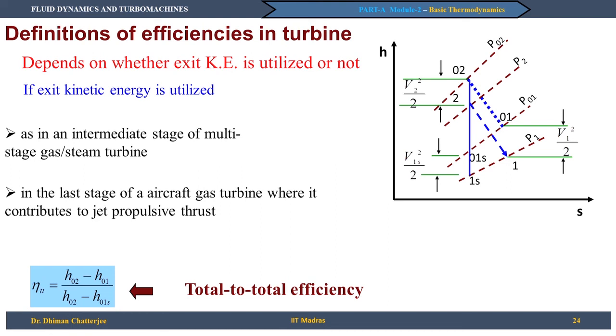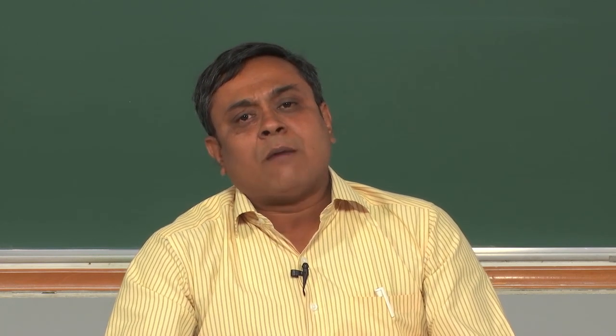But let us say that we are talking about a land based gas turbine and we are talking about the last stage. Ideally, if it is possible for us, we would not like to have any kinetic energy leaving with the flow. We would like to utilize all the kinetic energy, and if we fail, that means some part of the energy is wastage. So, it brings us to the next stage.